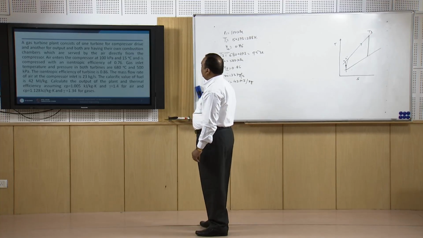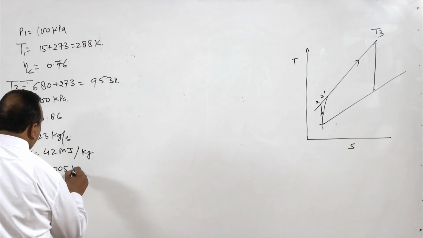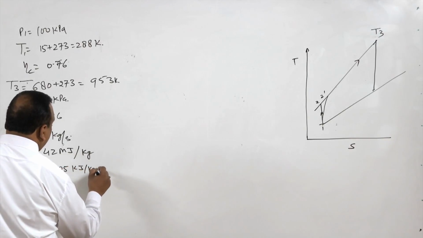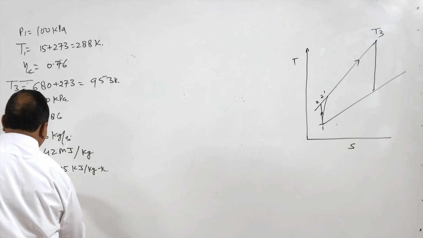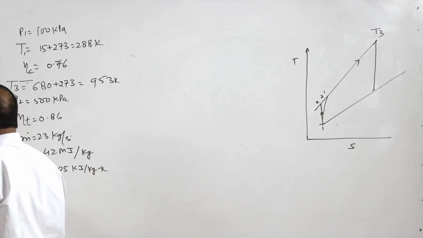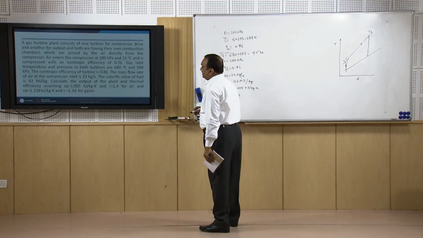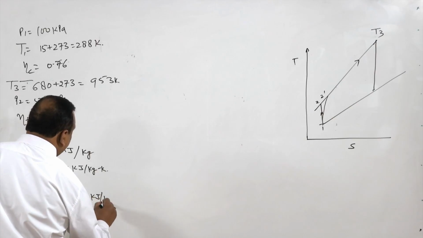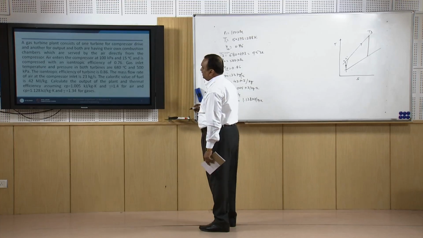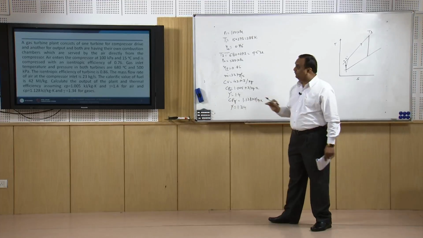Calculate the output of the plant and thermal efficiency, assuming Cp for air is equal to 1.005 kilojoules per kg Kelvin, and gamma is 1.4 for air, and Cp for gases is different. So, this is Cp for air, Cp for gas is 1.128 kilojoules per kg Kelvin, and gamma is 1.34. So, these are the data available with us.